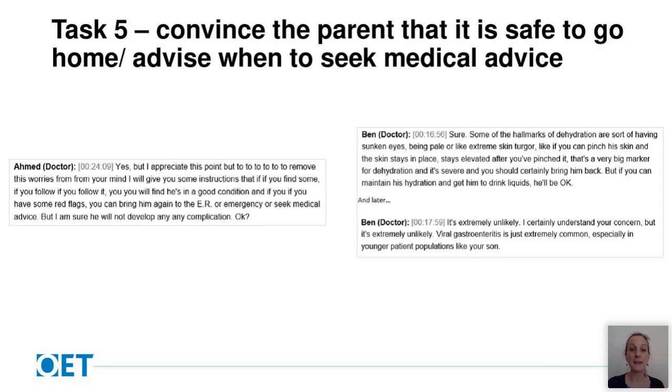So the doctor on the left was quite effective at convincing the parent. They were using reassuring words and also certainty. You know, I will give you some instructions. I'm sure he won't develop any complications. And he mentioned some red flags, which is when to seek medical advice, but he didn't say what those were.